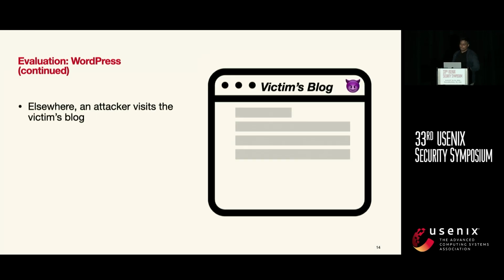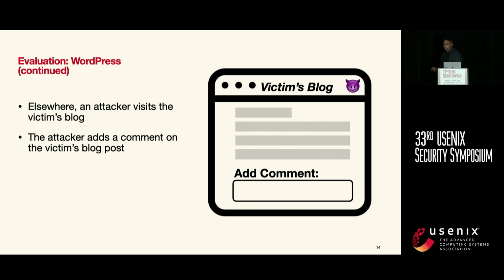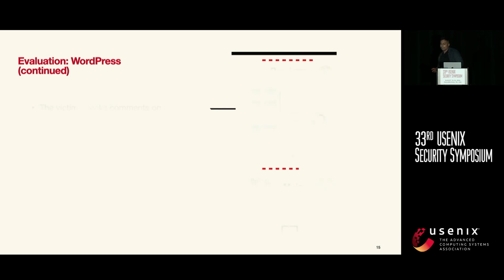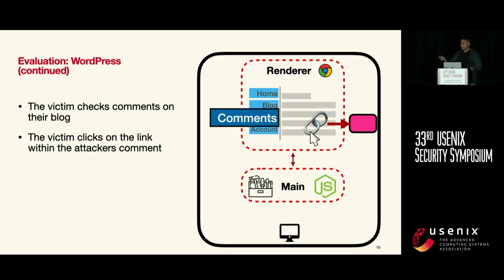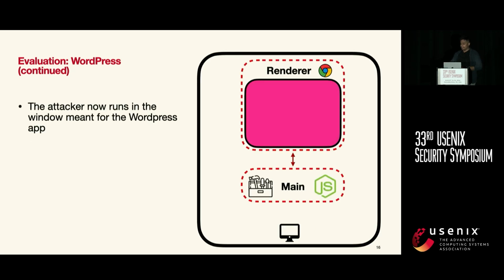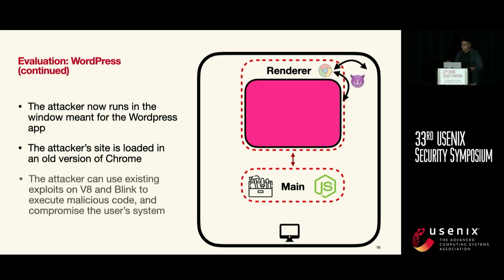So we essentially created a simple example attack where, say, a victim's blog is available publicly. The attacker just goes to the victim's blog, reads the post, adds a comment, embeds a link. What the victim sees within their comments is this particular link that the attackers left, which if they click, navigates the site away completely. As a result, what was previously WordPress now is just the attacker's site, which is being executed on an old version of Chrome, which has a bunch of exploits that they can just use to create an RCE attack and take over the user's system.